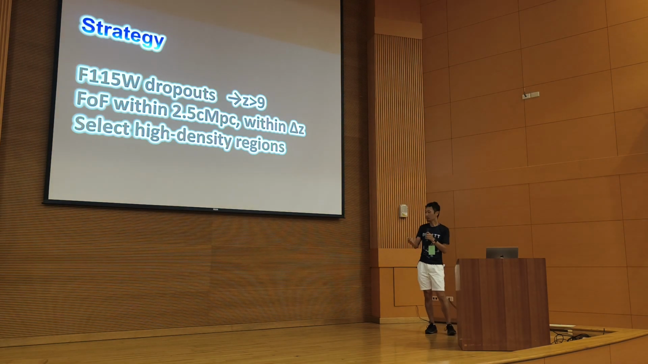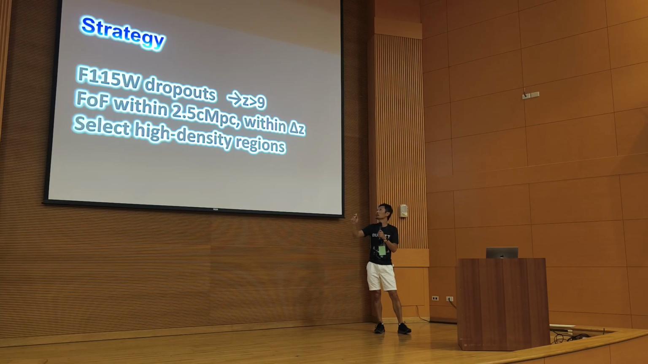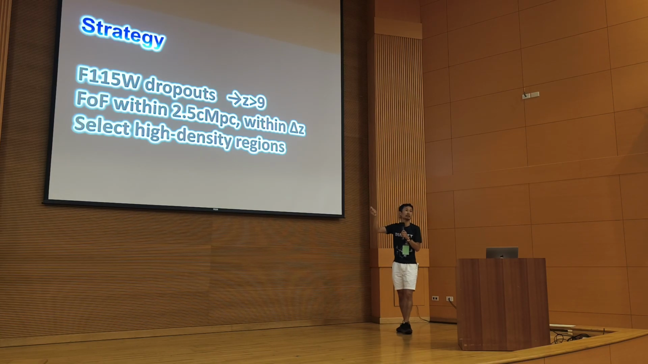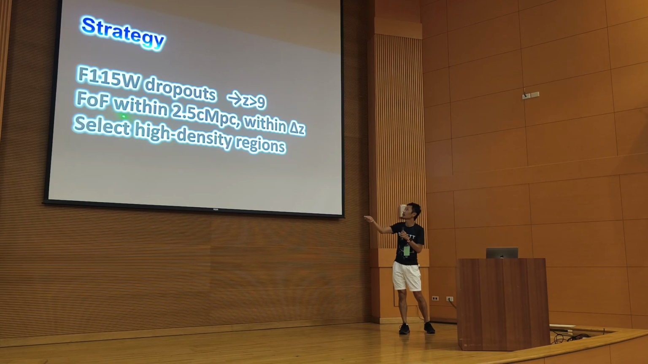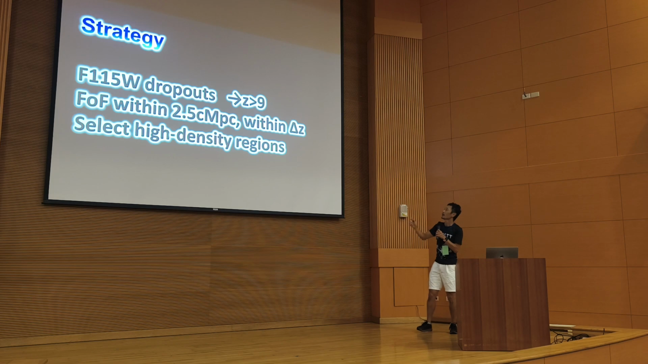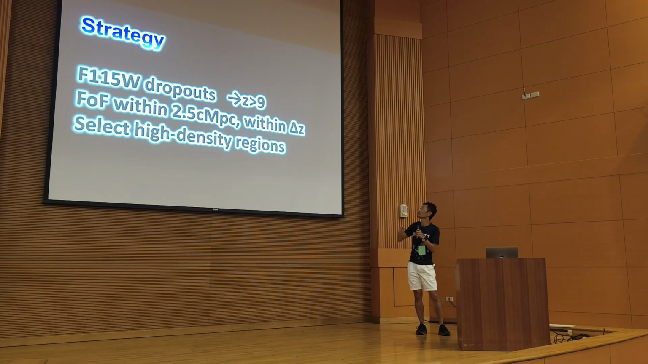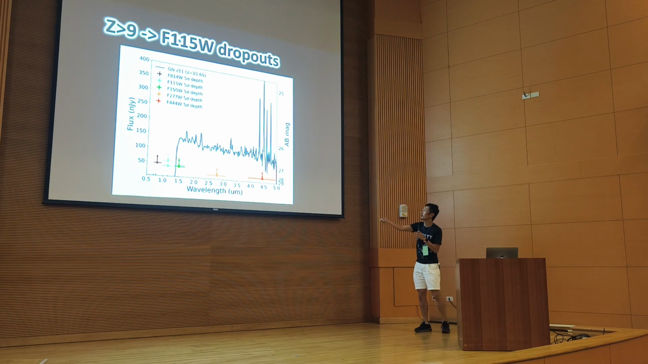Okay. Then how do we find protoclusters? It's very simple. We now have NIRCam very deep imaging photometry. So we look for F115W dropouts that correspond to redshift greater than 9. And then we connect these dropout galaxies with a friends-of-friends algorithm within 2.5 megaparsec. If galaxies are within 2.5 megaparsec, they are considered friends and connected to be a group, within photometric redshift errors. And then we select high-density regions greater than 3 sigma. That's pretty simple.